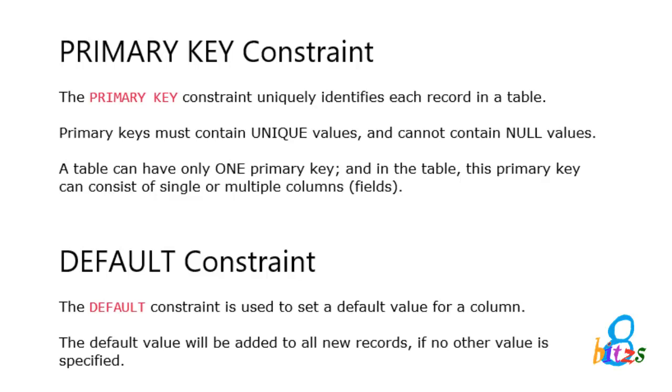Now let's understand what exactly the primary key constraint and default constraint definitions are. The primary key constraint uniquely identifies each record in the table. Each record should be unique. It does not allow any null values. In one table, only one primary key will be available, and this primary key can be for one column or multiple columns, but there should be only one primary key. The default constraint is used to set a default value for a column. If a value is not passed, then the default value will be inserted.